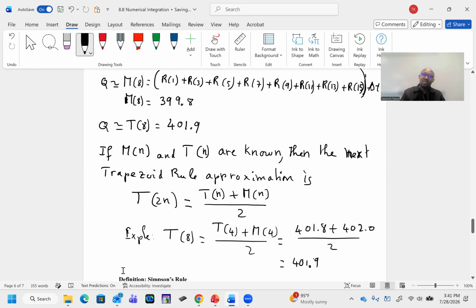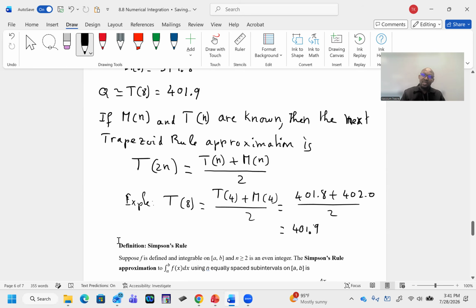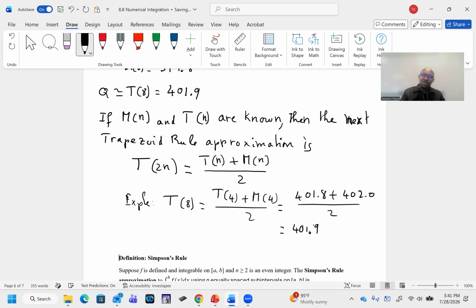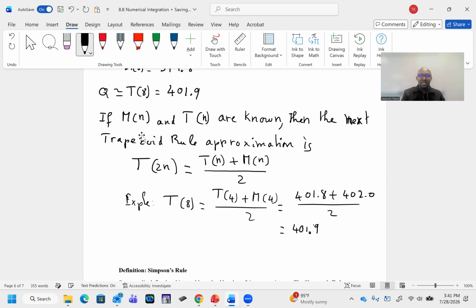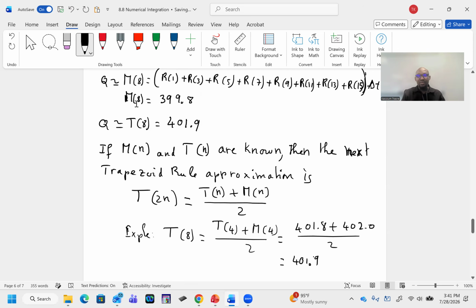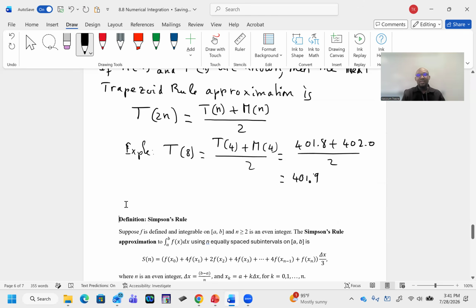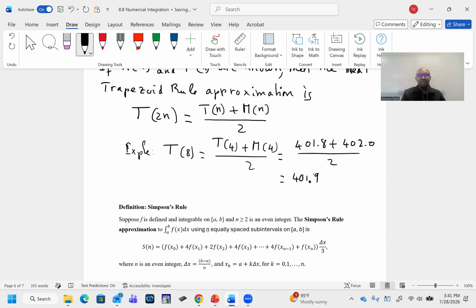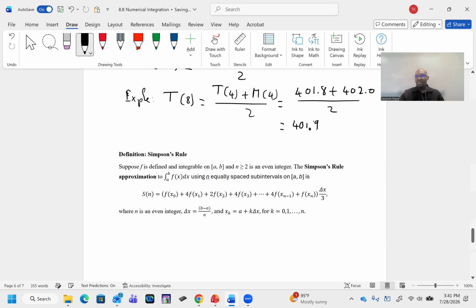so I will let you do T of 16 and M of 16. Okay, so which means basically since we know T of 8 and M of 8, we can easily find T of 16 as well. Do you understand? That's the point. So now let's do the last one, which is the definition of Simpson's rule.